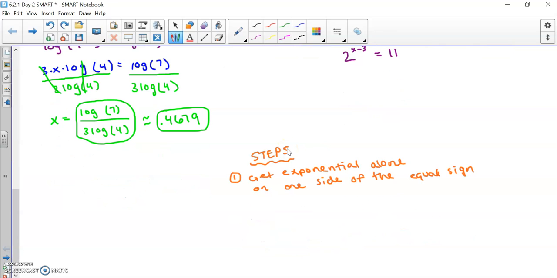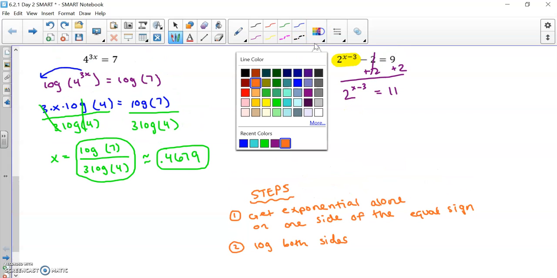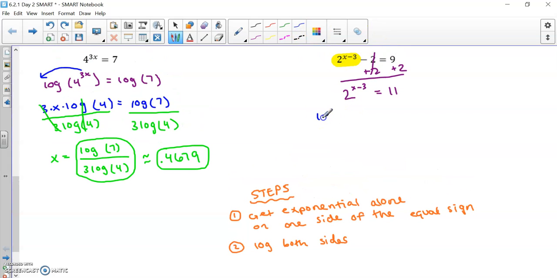All right, then we would go ahead and log both sides, and that's us using the power rule. Well, actually, we would log both sides and then we would use the power rule. So log both sides. So here, that would look like this. Gosh, I do that every time. I tell you to log both sides and then I don't.